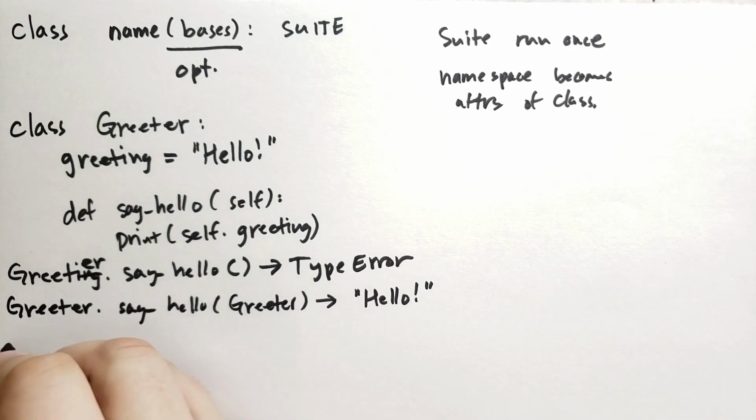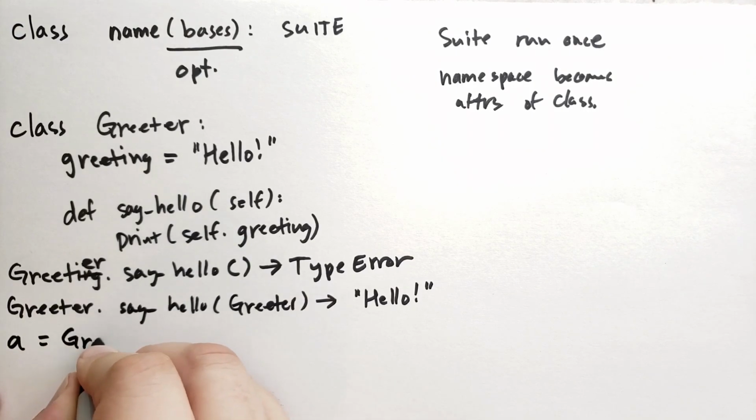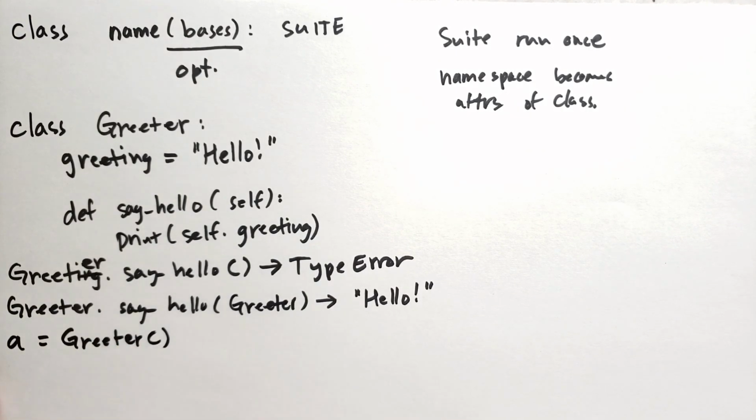Now if we created an instance of the Greeter class, something magical happens. So a is a Greeter.